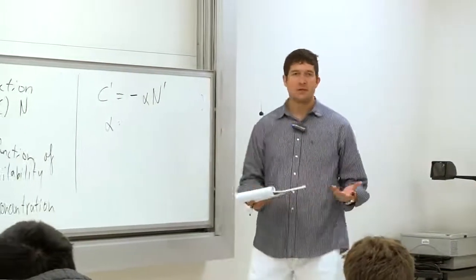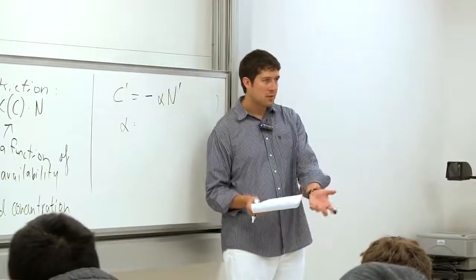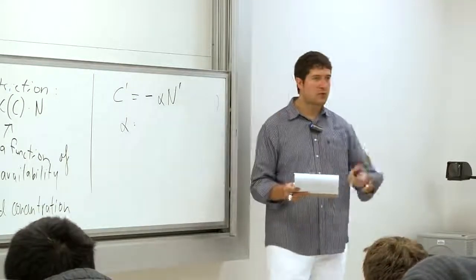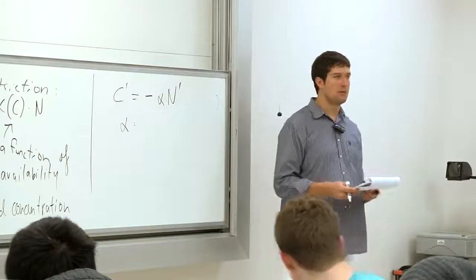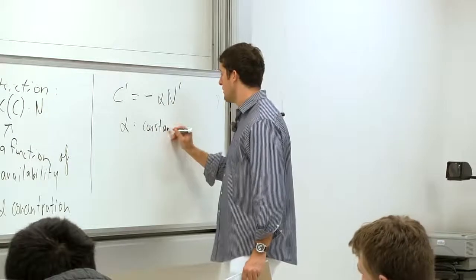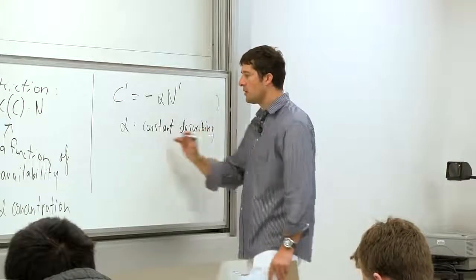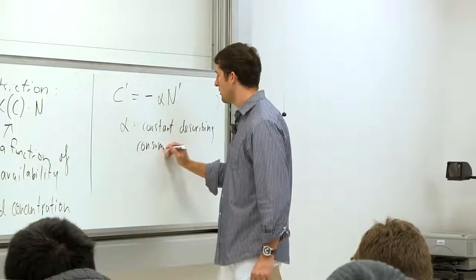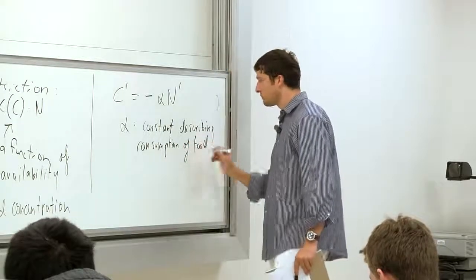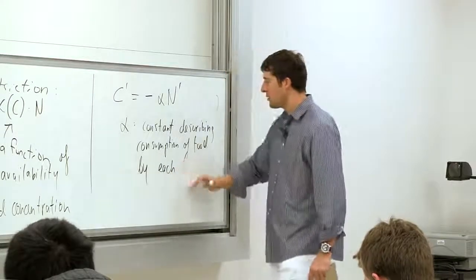Alpha is a constant that tells us how much food a new bacterium is consuming, right? The larger alpha, the more food each bacterium is consuming, right? It's a constant describing the consumption of food by each new bacterium.